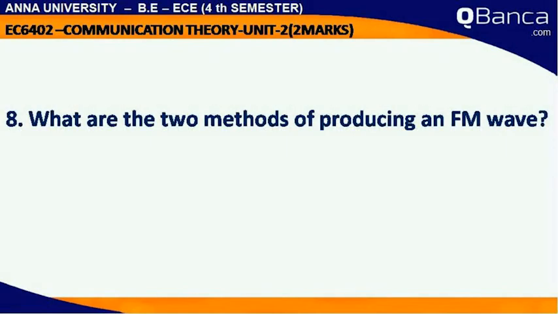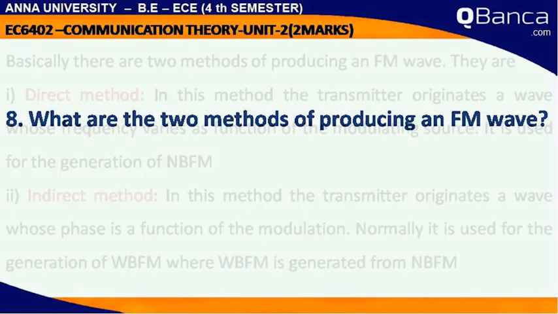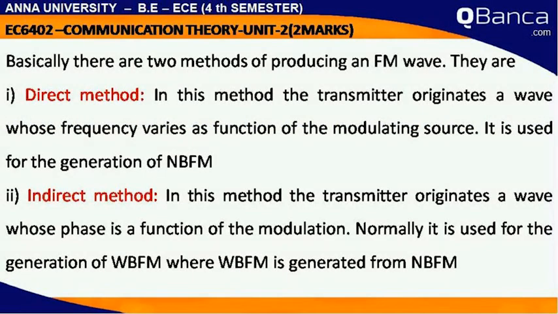What are the two methods of producing an FM wave? Basically, there are two methods of producing an FM wave. They are the direct method, in which the transmitter originates a wave whose frequency varies as a function of the modulating source. It is used for the generation of NBFM. The indirect method, in which the transmitter originates a wave whose phase is a function of modulation. Normally, it is used for the generation of WBFM, where WBFM is generated from NBFM.